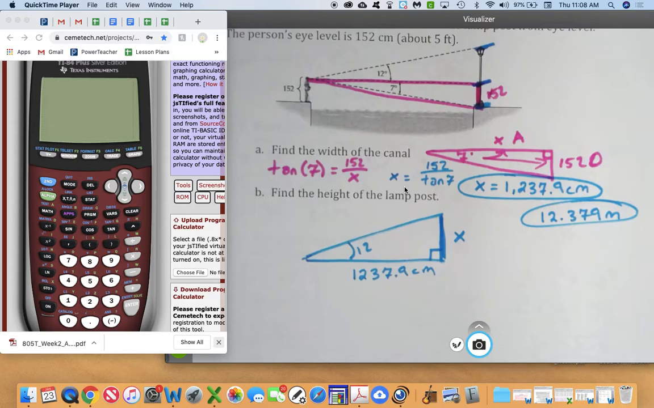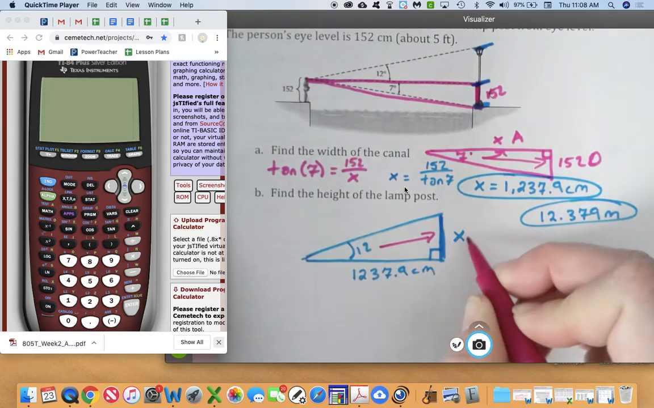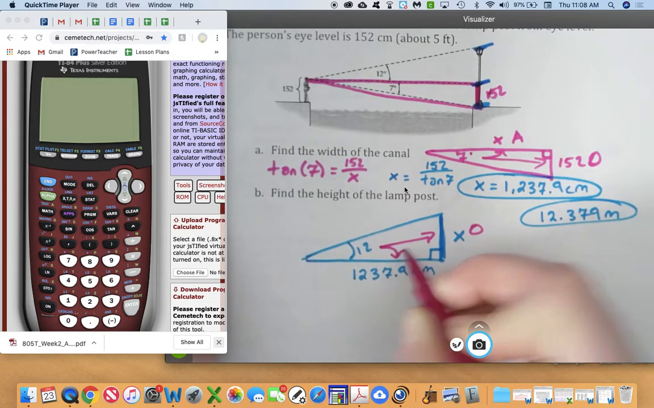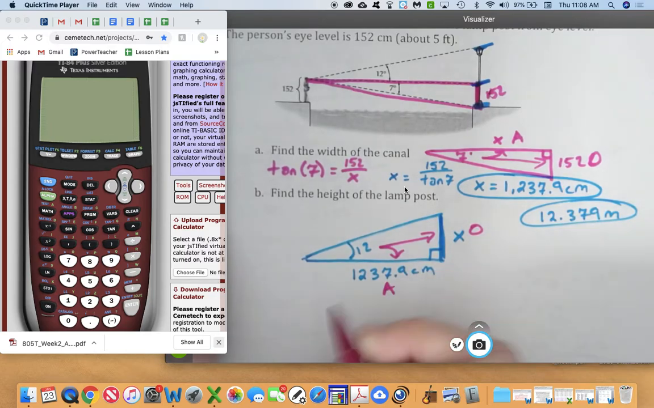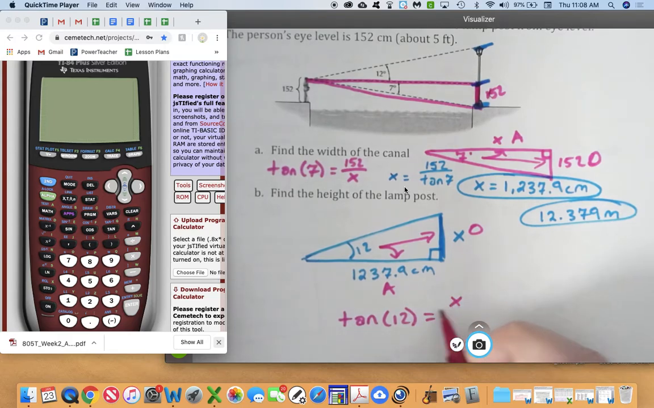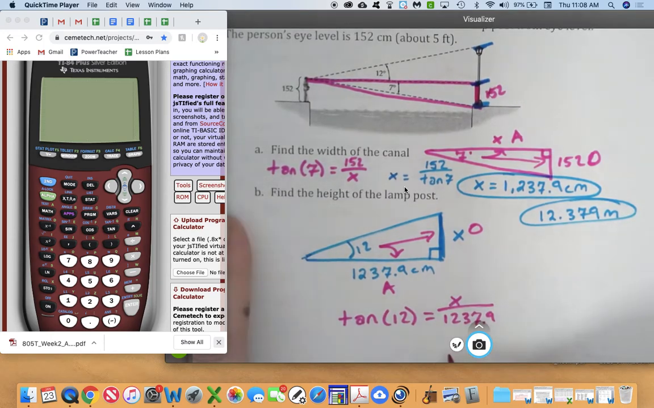Now, in this one, it is unavoidable. We're going to have to use that rounded number. We just can't avoid it. So we have 12 degrees. X is opposite. This one is adjacent. So we use tangent of 12 equals x over the big number. Then x equals, oh no, we don't switch them around, x equals tangent 12 times 1237.9.